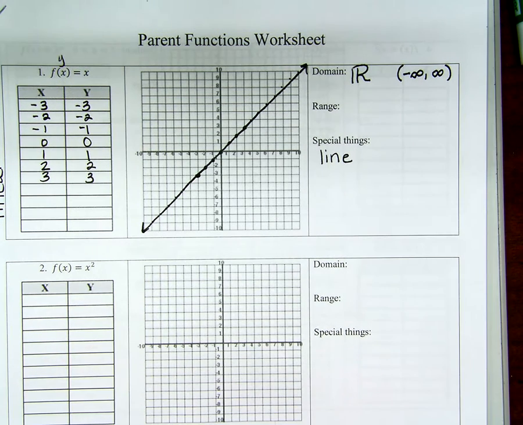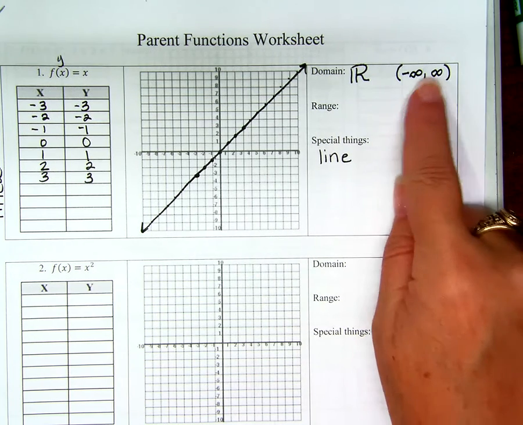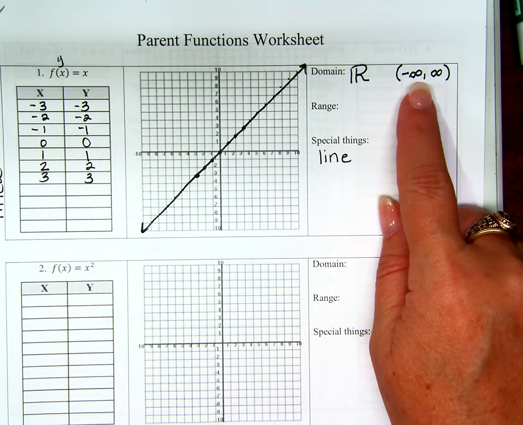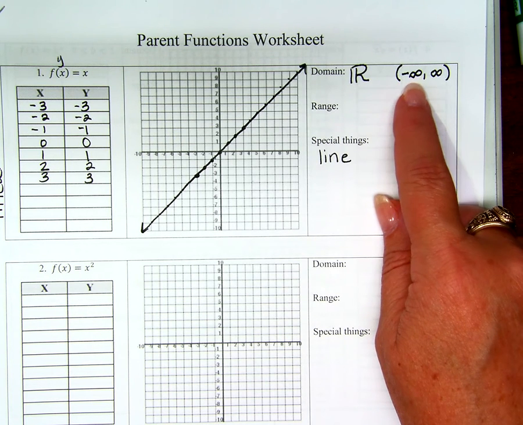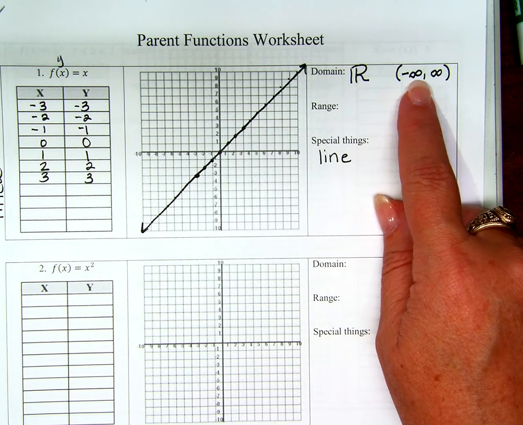Do you remember that? Okay? What does it mean? It goes from negative infinity to infinity. Okay, so it goes from negative infinity to infinity. So why did I write negative infinity? Because it can go both ways.